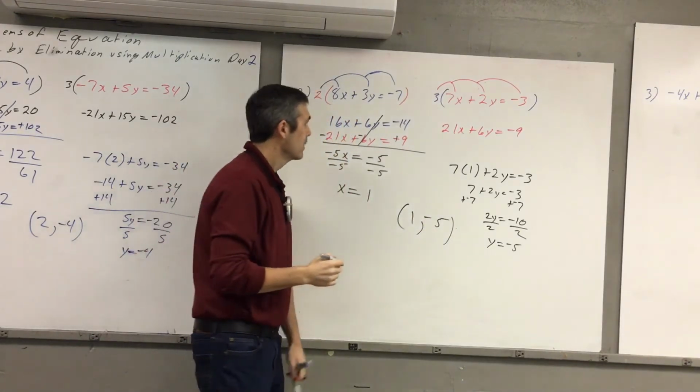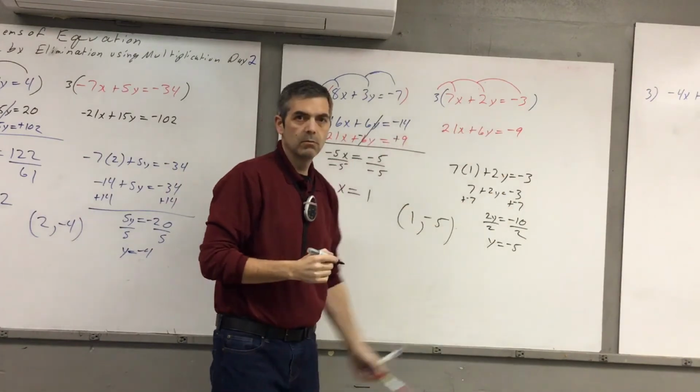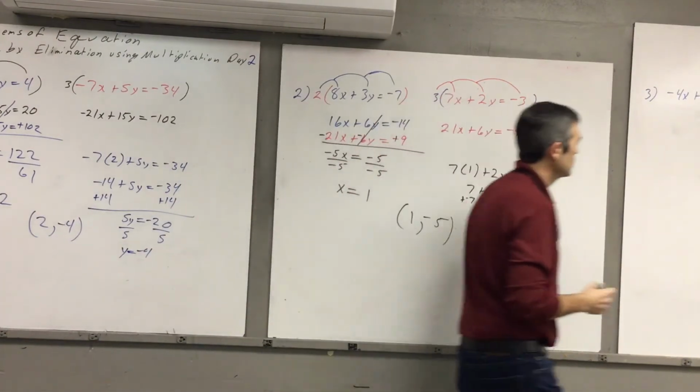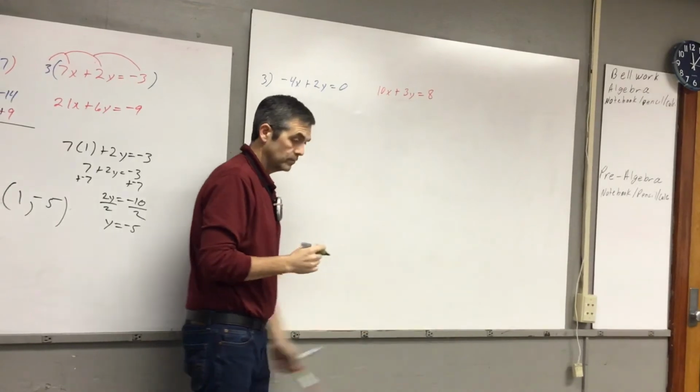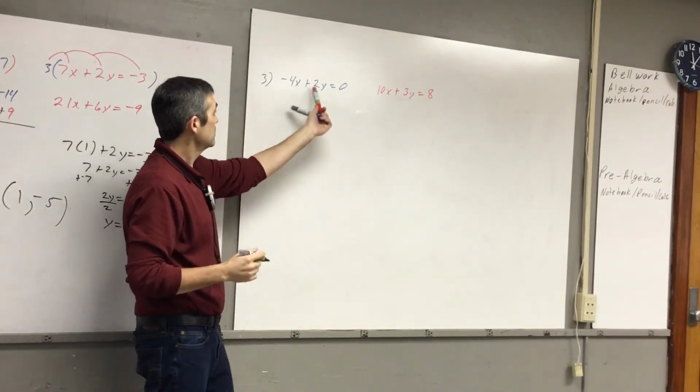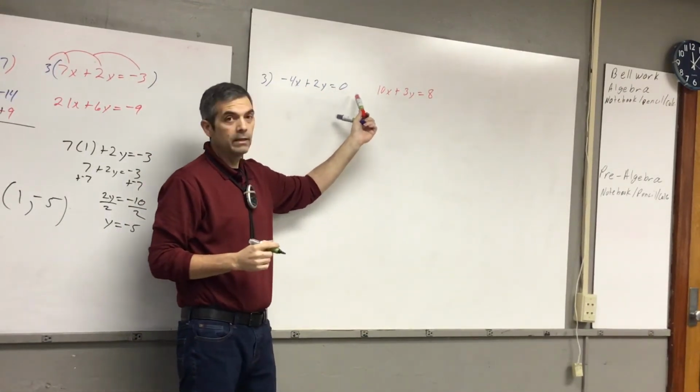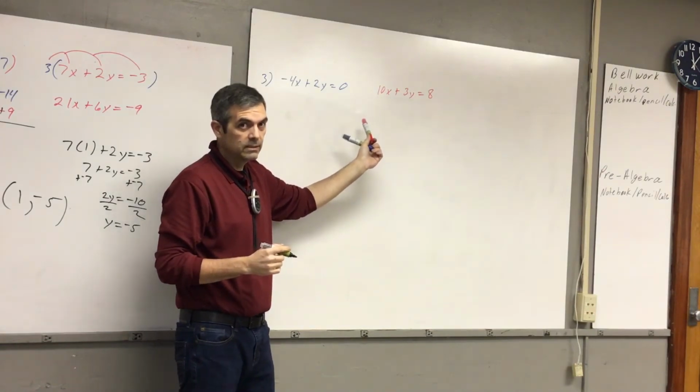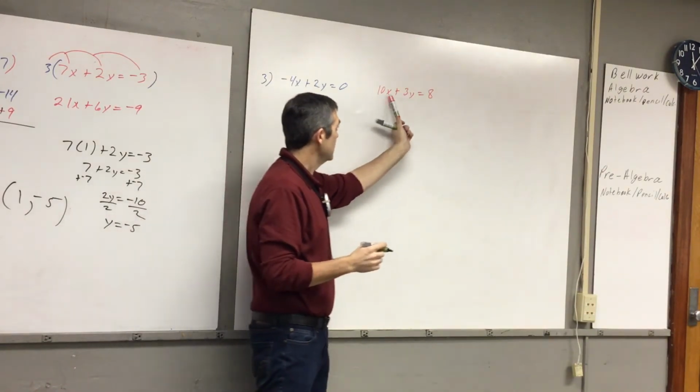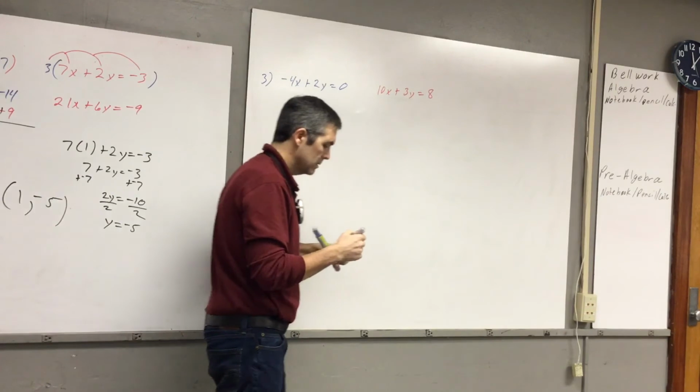And again, just pay attention, watch what's going on, find things that you can deal with. Okay, so here. Negative 4x plus 2y equals 0. It's okay that that equals 0. Doesn't change anything. 0 is a number. 10x plus 3y equals 8.